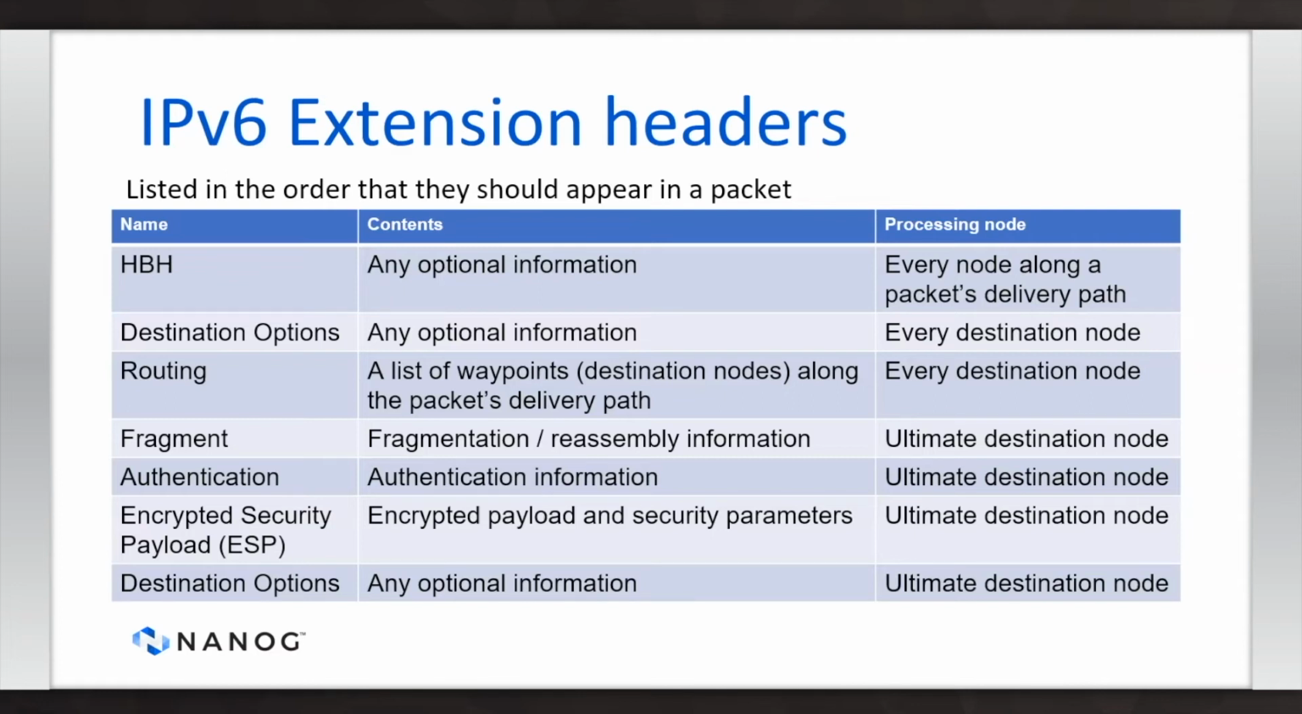Now, destination options and routing are both irrelevant if there's no routing header. Then finally, when you reach the packet's ultimate destination, you reassemble it. That's where you process the fragment header. You authenticate it. That's where you process the authentication header. You decrypt it if you need to. That's the ESP. And any additional options for the ultimate destination. That's the last destination options header.